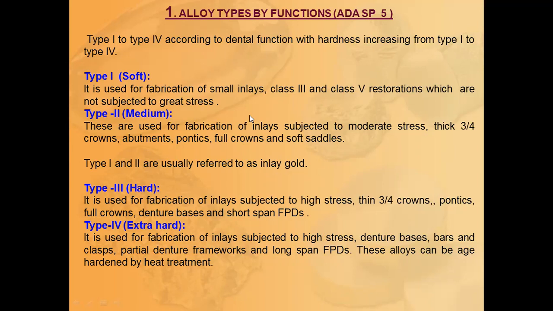Type 3, known as a hard alloy, can be used for the fabrication of inlays subjected to high stress. This type of alloy can be used for the fabrication of thin 3/4 crowns, pontics, full crowns, denture base and short span FPDs. Type 4, extra hard, is used for the fabrication of inlays subjected to high stress. It can be used for the fabrication of denture base, bars, clasps, partial denture framework and long span FPDs.